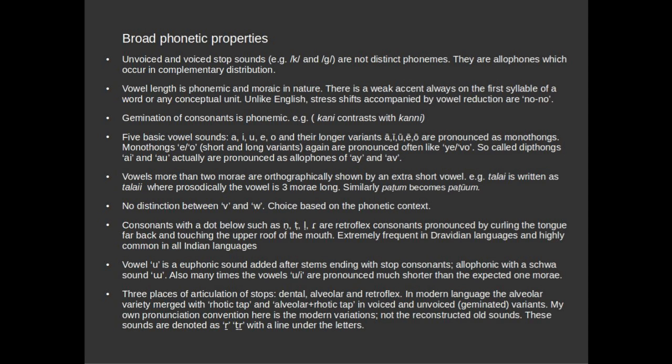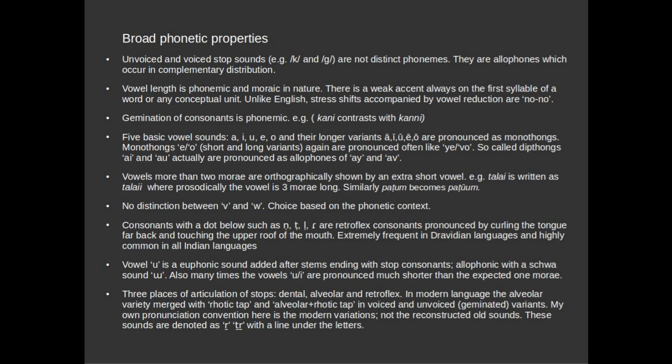And consonants with the dot below, such as na, ta, la, ra, are retroflex consonants, which are pronounced by curling the tongue far back and touching the upper roof of the mouth. These sounds are the exotic sounds that strike the foreign ear whenever one hears the Indian accent for the first time. These sounds are extremely frequent in Dravidian languages and highly common in all Indian languages.